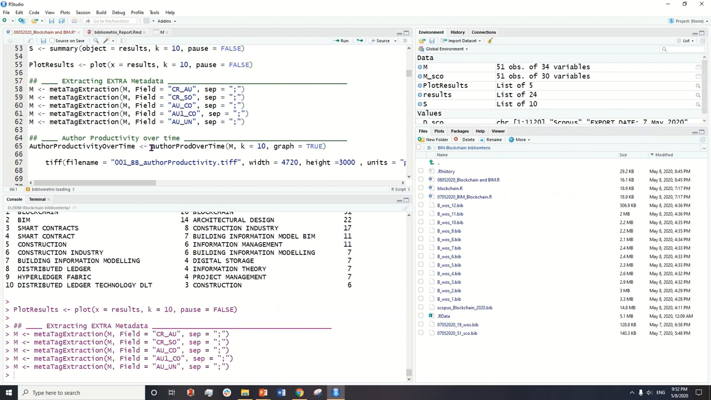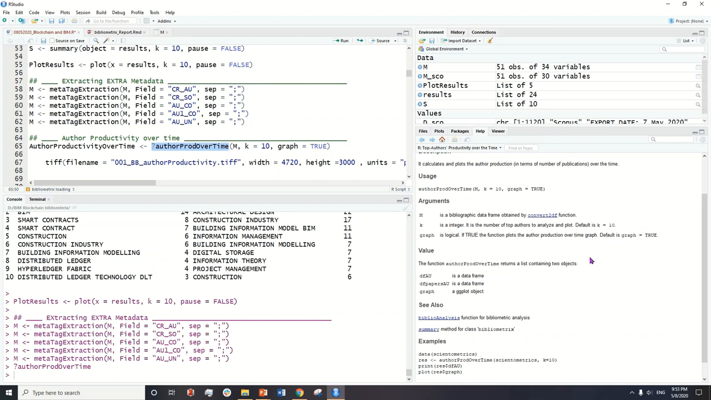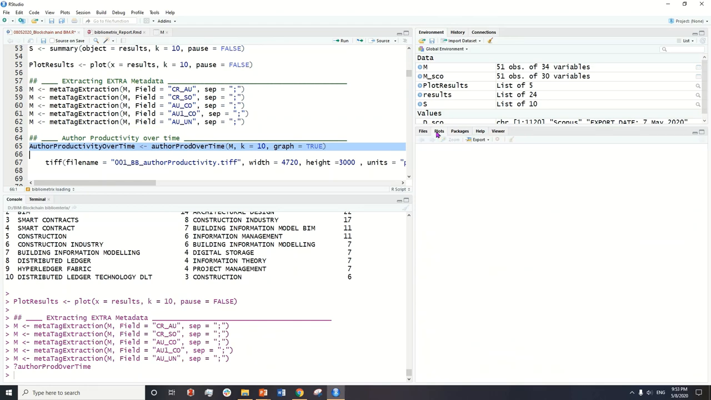It's a pretty simple code, so you just write this code and I will open the help so you can see more information about it. Here is the help, you can read about it. And yeah, I delete the question mark. So this is the database, this is the data frame. And this is the number of authors that you want to see in the graph. And graph set to true means that you want to plot it. So I can run the code in the plot section.